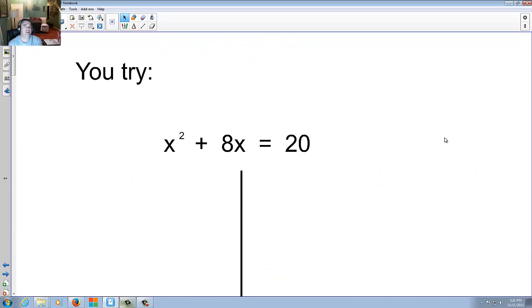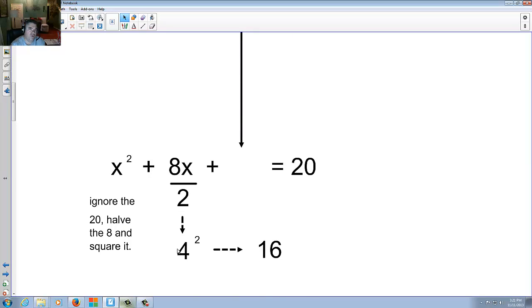You try. If you need a little help, I'm going to walk you through. If not, you can just skip past this piece right here. Ignore the 20. Make a box after 8x. Half of 8 is 4. 4 squared, which is 16. So add 16 over here, add 16 over here. Go ahead and try it. Let's see how you did.